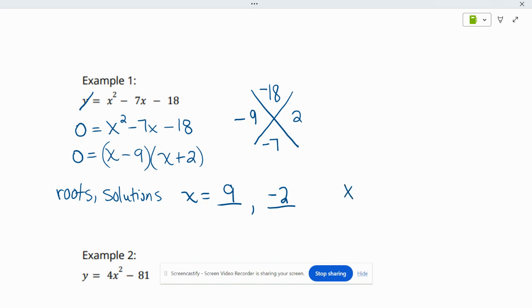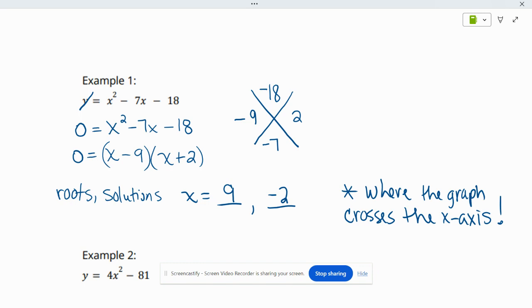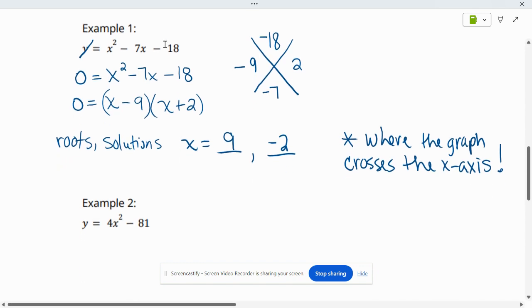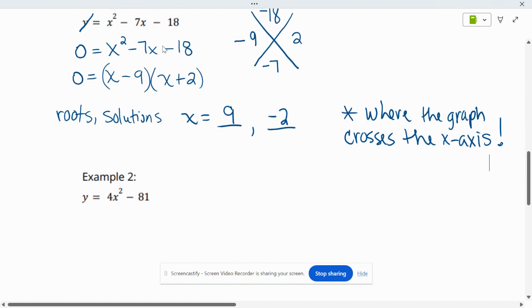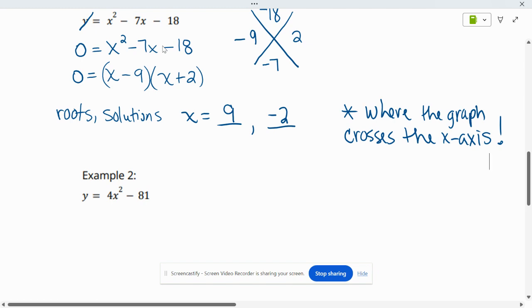What does this mean? This is where the graph crosses the x-axis. That's what that means. It's where the graph crosses the x-axis. Okay. Example, are we good with this one? Yeah. Okay.